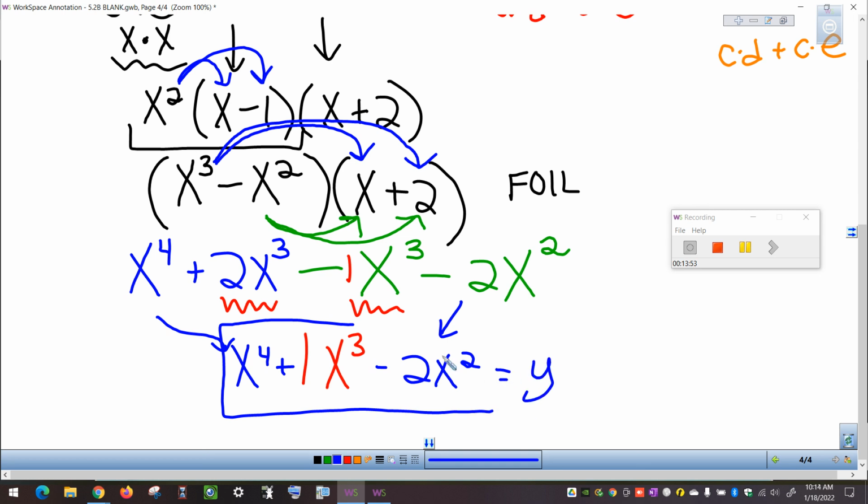If you'd like, I forgot to put y equals at the front, but I'm just going to write it in there at the end. That would be our final answer in standard form, showing it all the way multiplied.